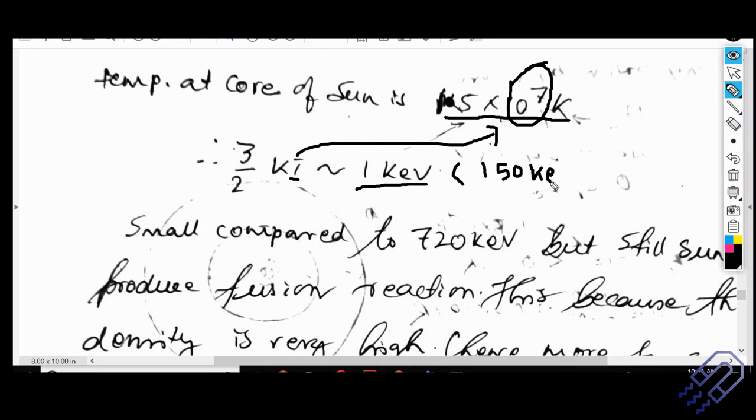So what is the reason? This is still small compared to 720 keV, which in some other model is also an energy range, but the order is the same, so don't worry. But still the sun produces fusion reactions. Now, why does this happen?